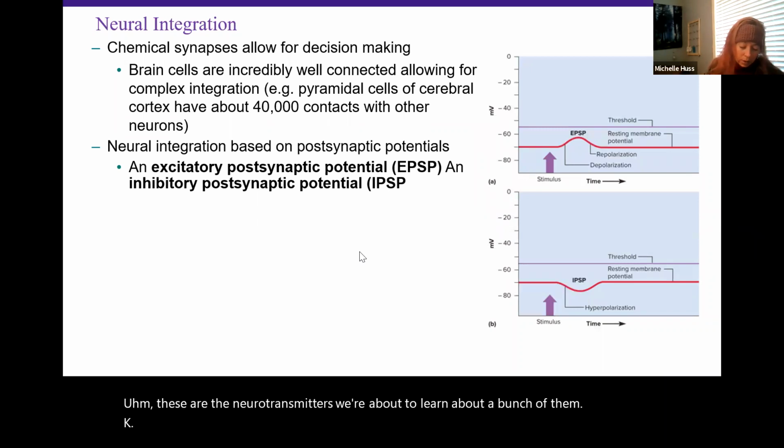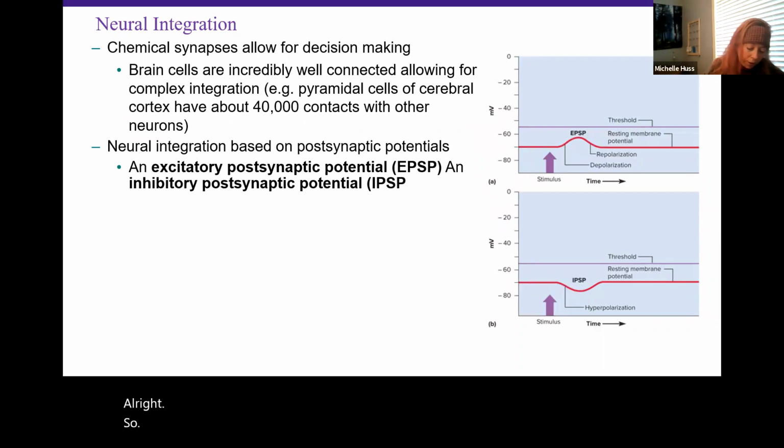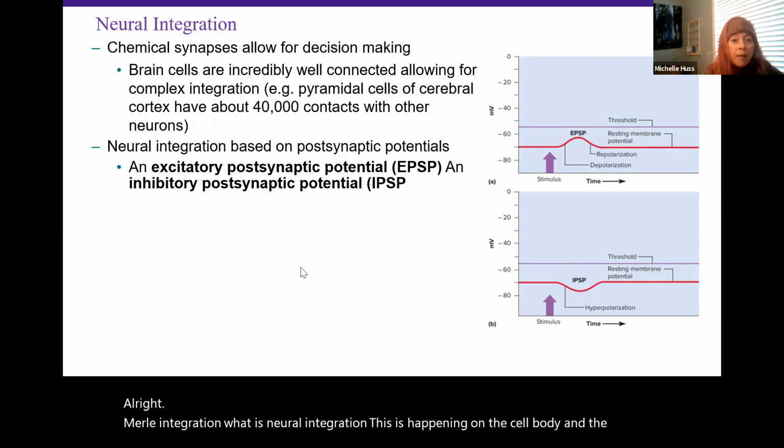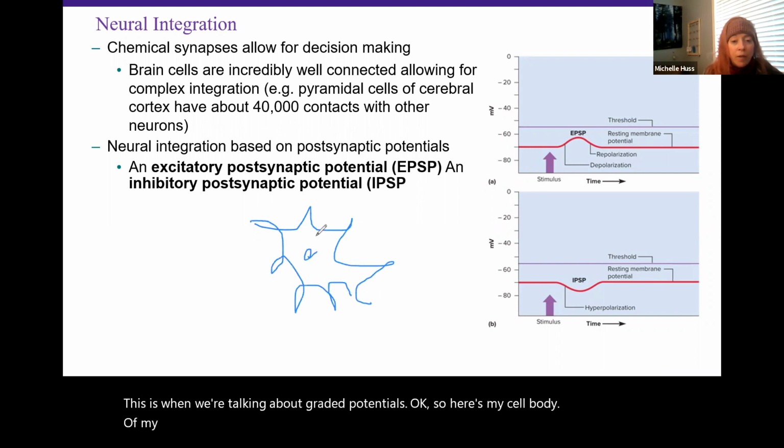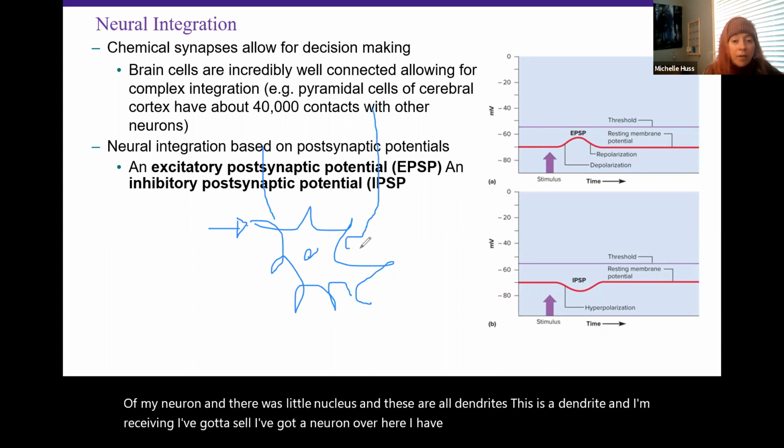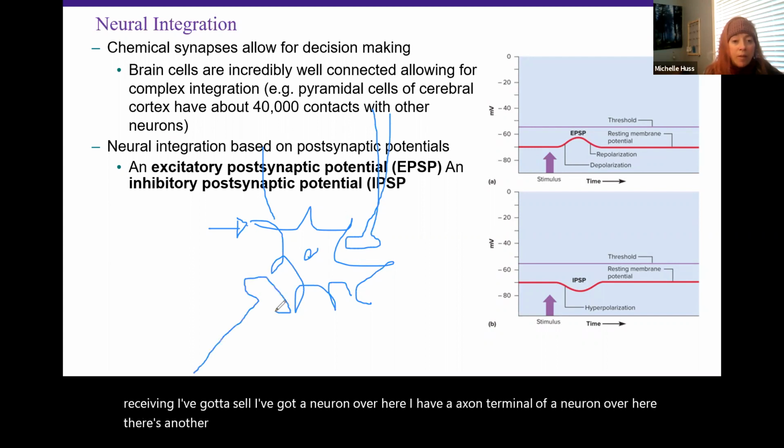All right. So neural integration. What is neural integration? This is happening on the cell body and the dendrites. This is when we're talking about graded potentials. So here's my cell body of my neuron, and there's the little nucleus, and these are all dendrites. This is a dendrite. And I'm receiving, I've got an axon terminal of a neuron over here. There's another neuron giving me stuff over here.